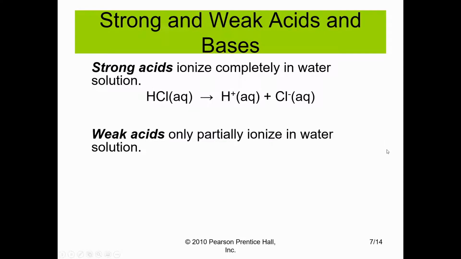A weak acid is only going to partially ionize in the water solution. For example, if we have hydrocyanic acid, some of the molecule will exist as HCN bound together, and some of it will exist as the ion pair of H+ and CN-.